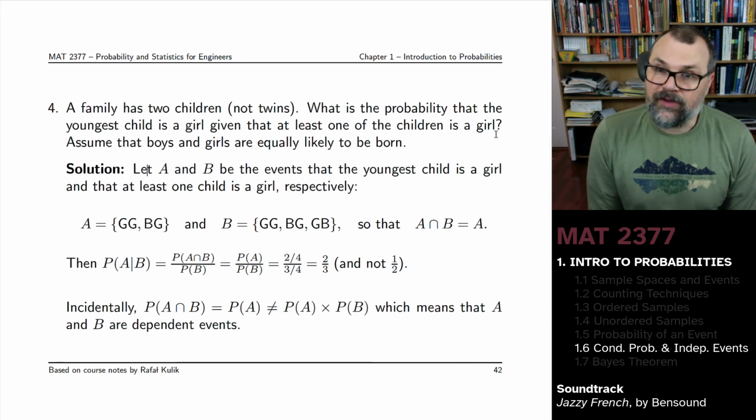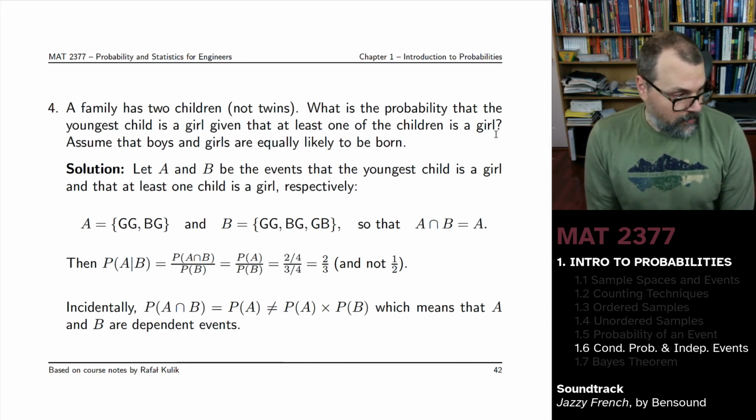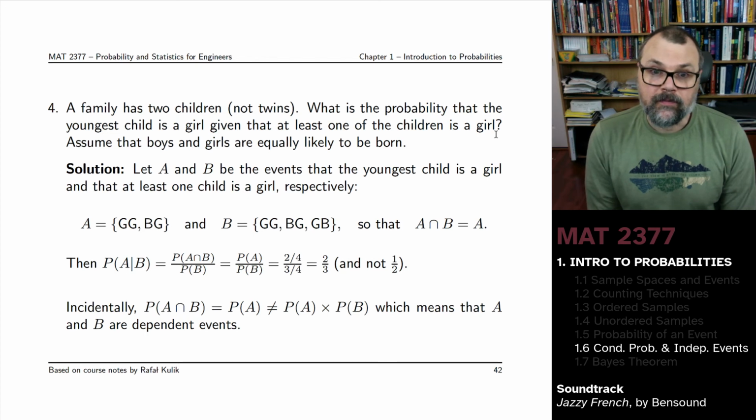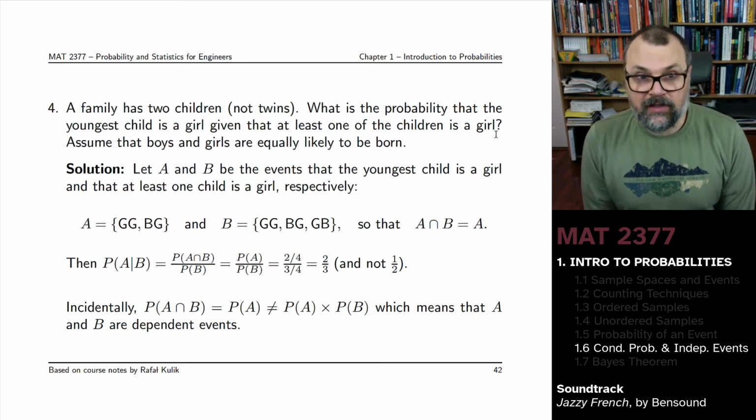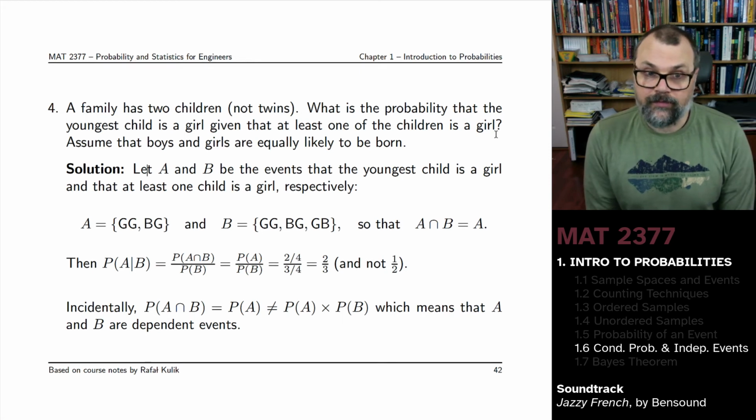We'll try to do it in a very formulaic way. We'll define the events. So A will be the event that the youngest child is a girl, and B will be the event that at least one child is a girl.